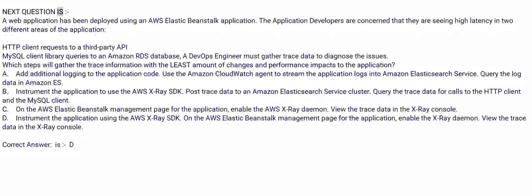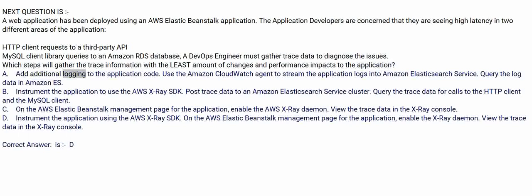Next question is: a web application has been deployed using an AWS Elastic Beanstalk application. The application developers are concerned that they are seeing high latency in two different areas of the application. HTTP client requests to a third-party API. MySQL client library queries to an Amazon RDS database. A DevOps engineer must gather trace data to diagnose the issues. Which steps will gather the trace information with the least amount of changes and performance impacts to the application?